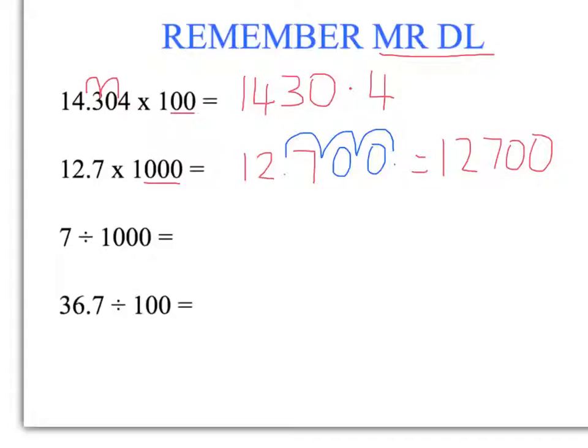And if you think about it in your head, if you were just multiplying 12 by 1000, you know that would be 12,000 anyway. So you can sort of double check that this answer will be correct because it's 12,700.